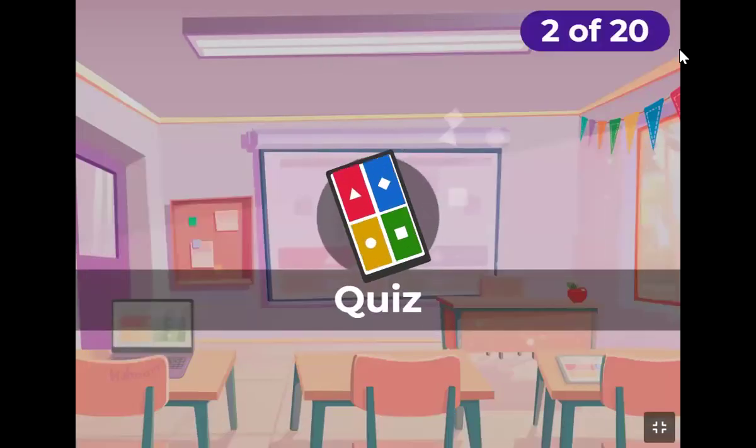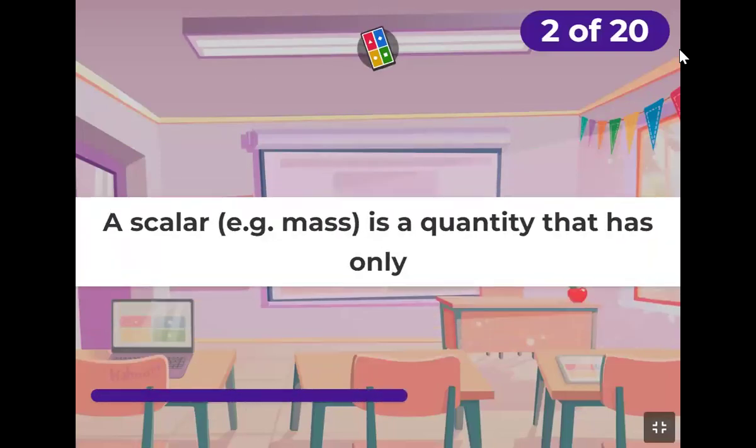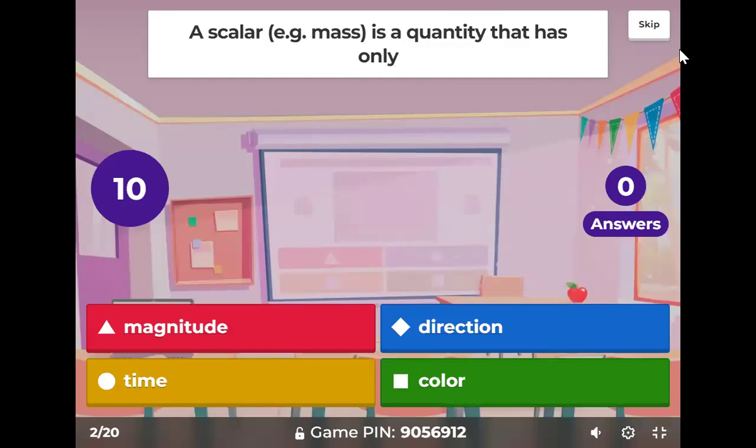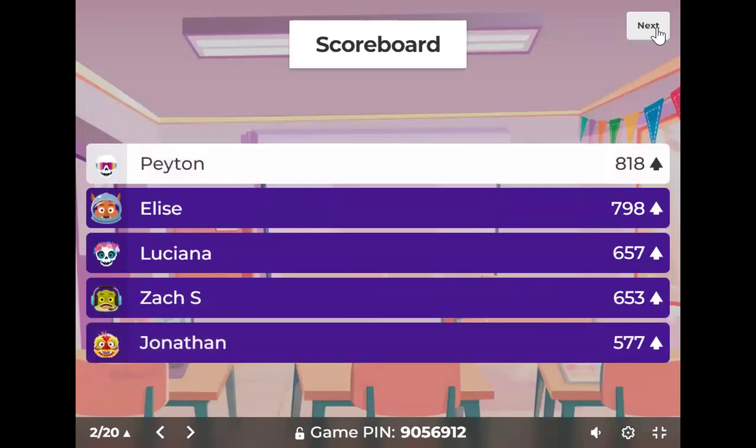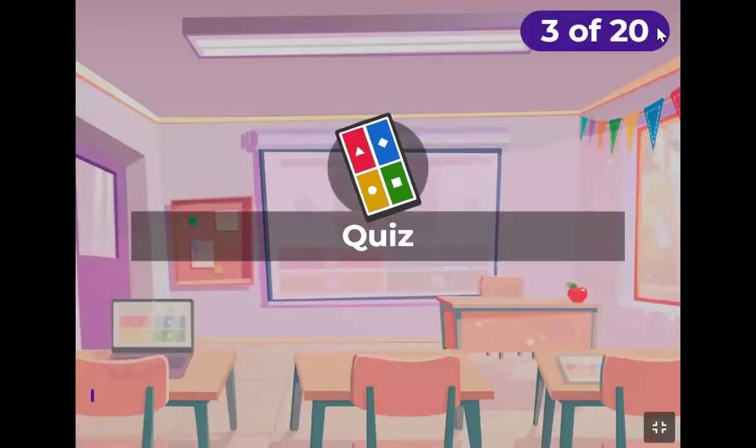All right. Points on the board. A scalar, for example, mass, is a quantity that has only a magnitude. Right? So it could be 5 kilograms, could be 5 seconds, right? But there's no spatial direction. So it's not like up or down or to the right. Right? So there's no spatial direction, right, for scalar quantities. All right, so what is vectors? What is scalars? All right, we got Jonathan, Zach, Luciana, Elise, Peyton.